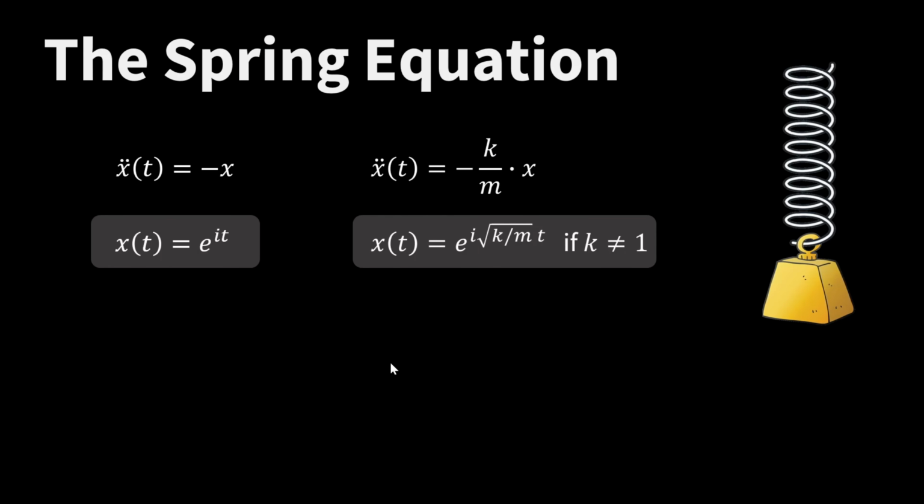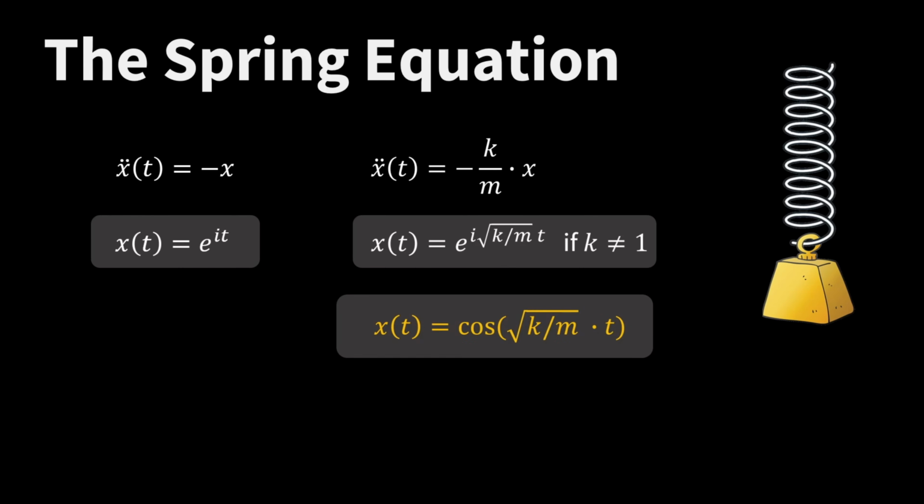Now let's go back to the spring equation one last time. This was the simple differential equation, where k equals 1. Here we have x double dot equals minus x. We found the solution e to the power of it, but didn't really know what this means. For the general case, we got a solution x of t equals e to the power of i square root of k over m times t.